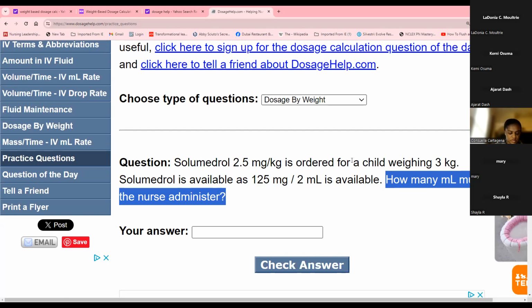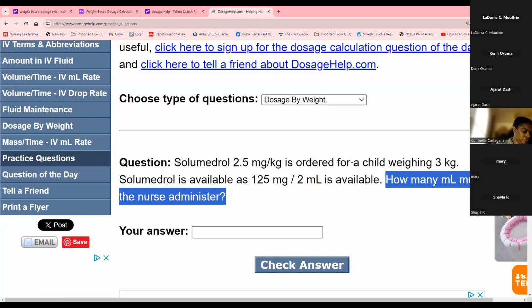So when you do these questions, you have to look at a couple of things. The first thing that you want to look at is, is everything in the same strength? Is what you have ordered in the same strength as what you have on hand, right? Yes. Because we have 2.5 milligrams ordered, and on hand we have 125 milligrams. So we're good there. We have everything we need there to do the calculation. Okay.